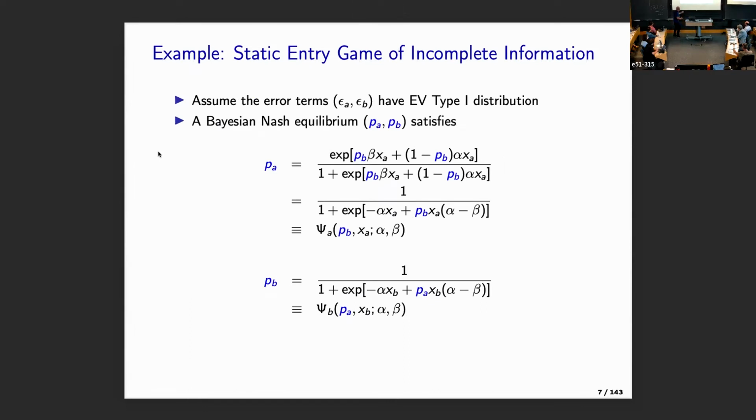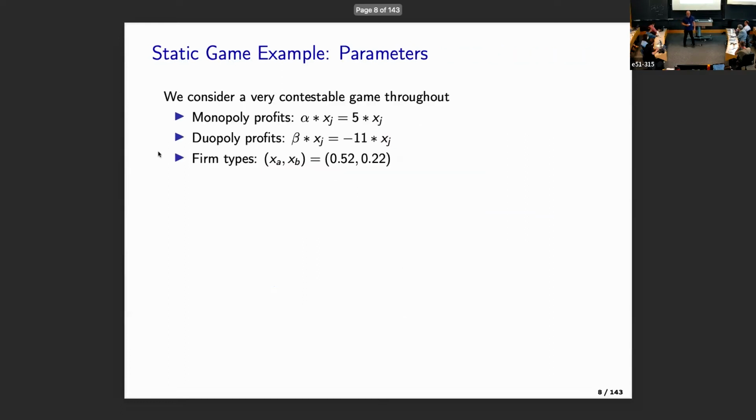So if they have this IID extreme value distribution, we're going to get Bayes-Nash equilibrium conditions that satisfy this. The choice probabilities, or the best response functions, are going to be logit formulas, functions of the other firm's investment probability. Here we're going to call that psi A, the best response function of firm A, and then the best response function of firm B, that's psi B. And wherever you have mutual best responses, these two best response functions are crossing each other.